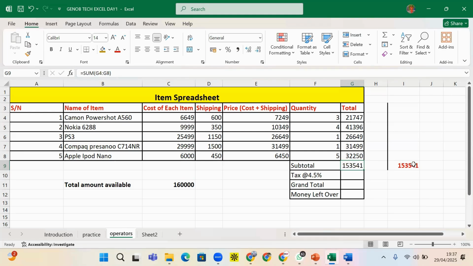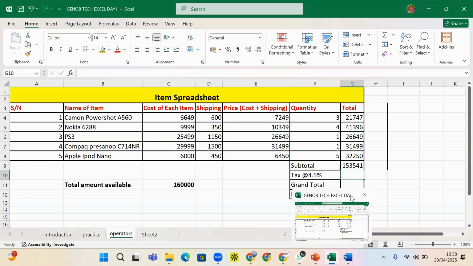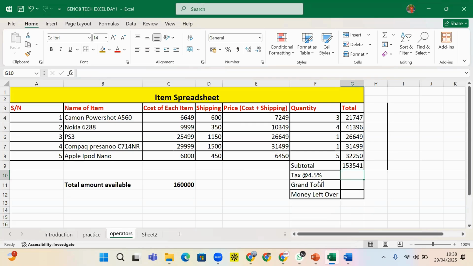But there are cases where we cannot use a function. For example, when we are dealing with division, we must use the division operator. When we are dealing with exponents, we must use the exponent operator. When we are using subtraction, we must use the operator. Now we use another operator, the percentage operator, to get the tax rate or percentage of tax.